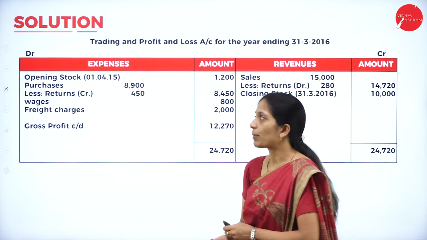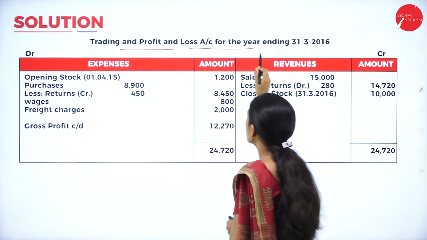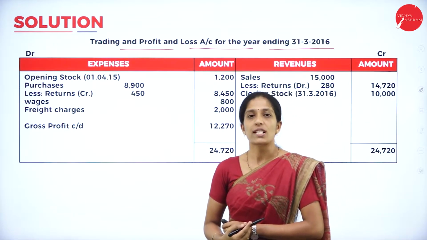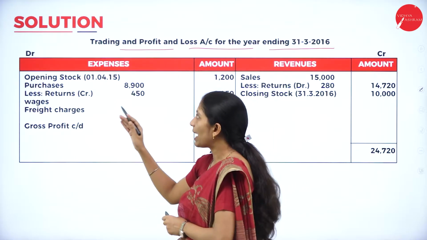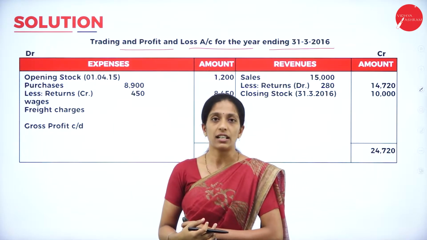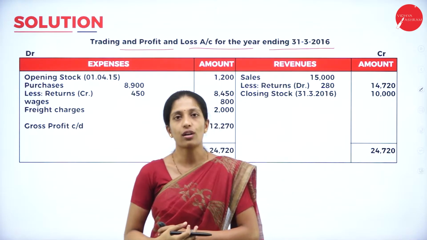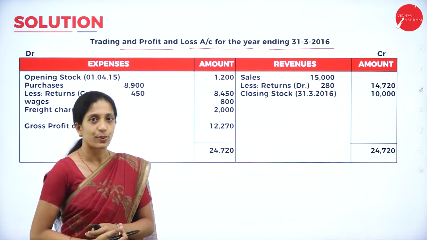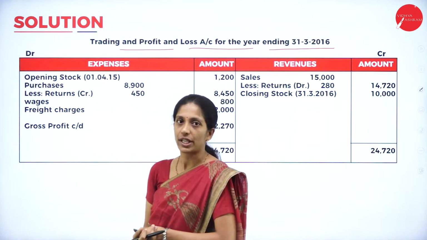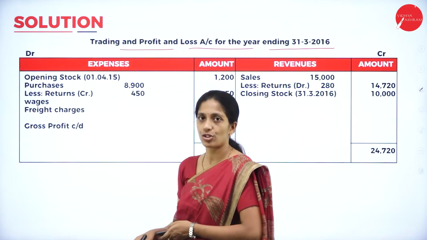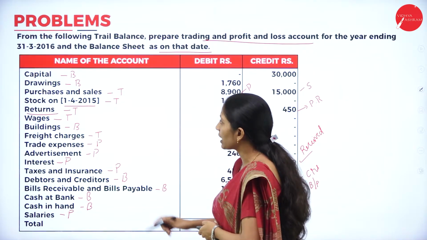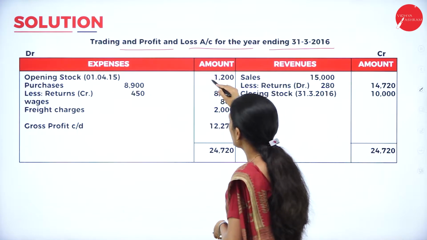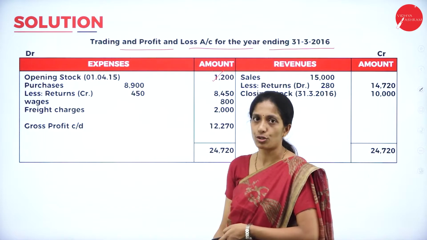So, first we have to prepare the trading and profit and loss account for the year ending 31st March 2016. So, what is the format of the trading account? You will have a debit as well as a credit side. Under the debit side, expenses or losses amount, and in the credit side, revenue or gains amount. Now, how do you start your trading account? We'll start with opening stock. Now, what is the opening stock they have given? Yes, opening stock is 1,200. So, record that opening stock 1,200.